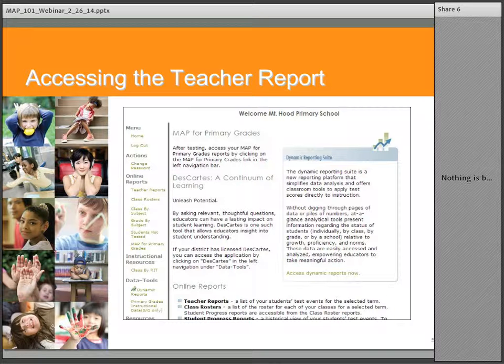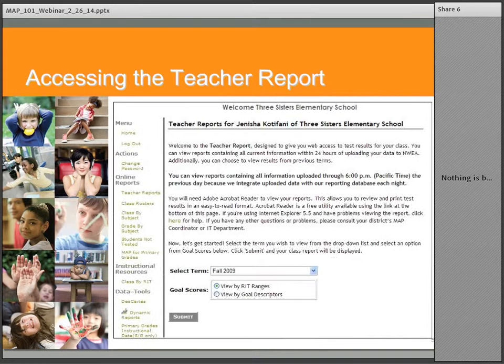Once you've logged in, you'll see this page that we have right here in front of us now. We're going to look at the teacher report today, and the teacher report gives us information about our whole class. So once we've clicked on teacher reports, this page comes up, and we need to first of all select term, and then we need to select the radio button, view by RIT scores, and naturally the submit button.